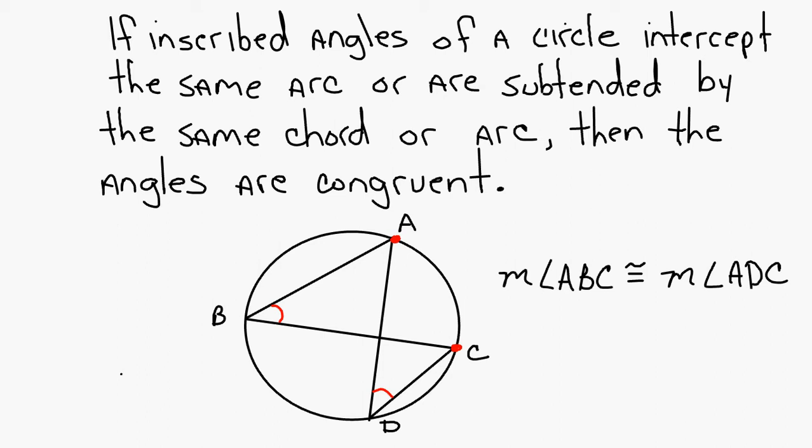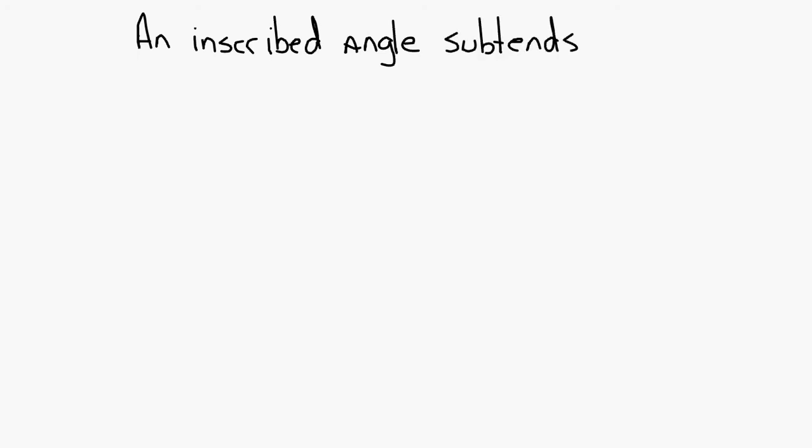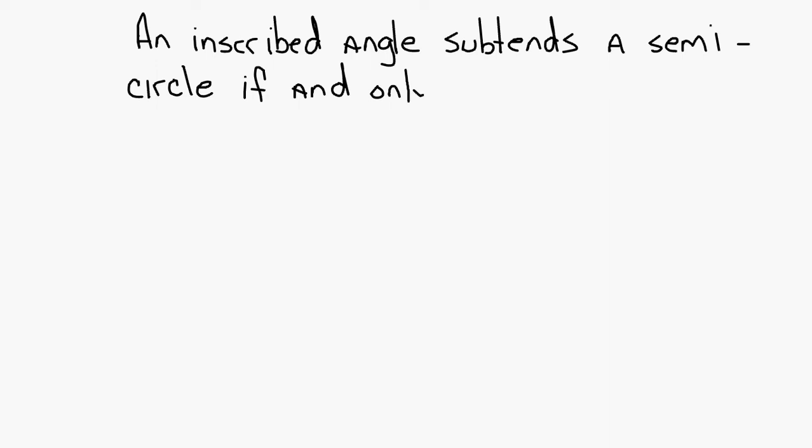Look at the top of page 822. An inscribed angle subtends a semicircle if and only if the angle is a right angle.